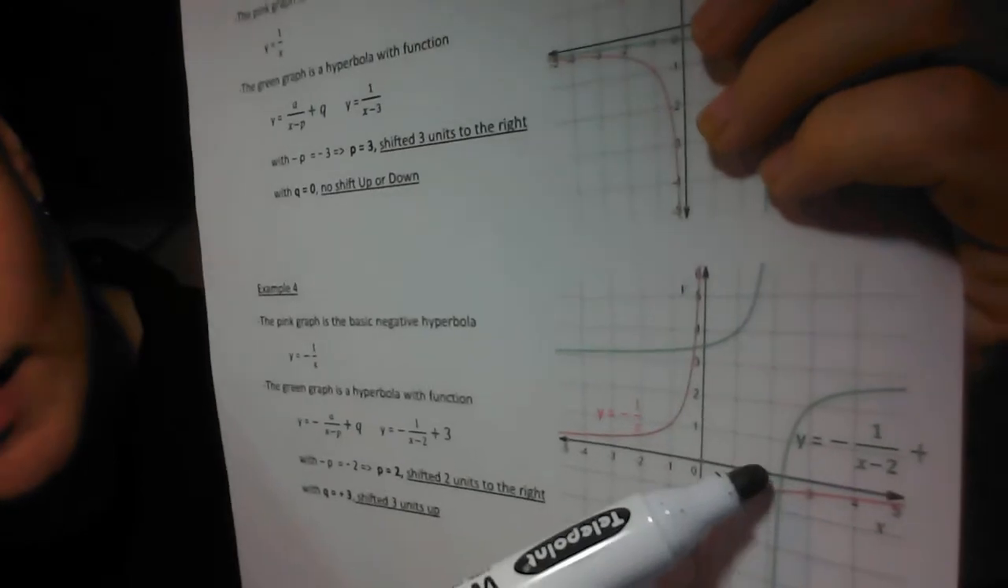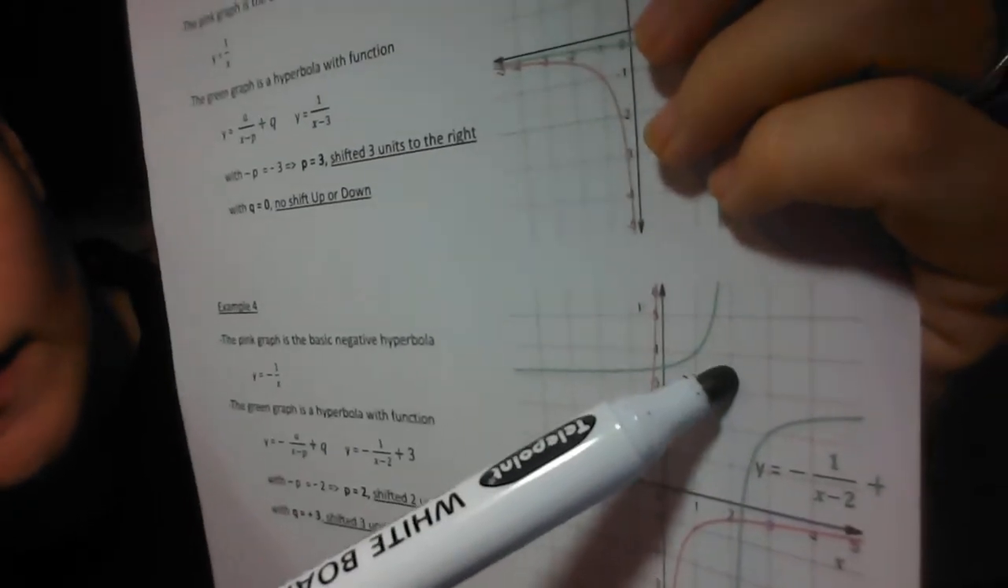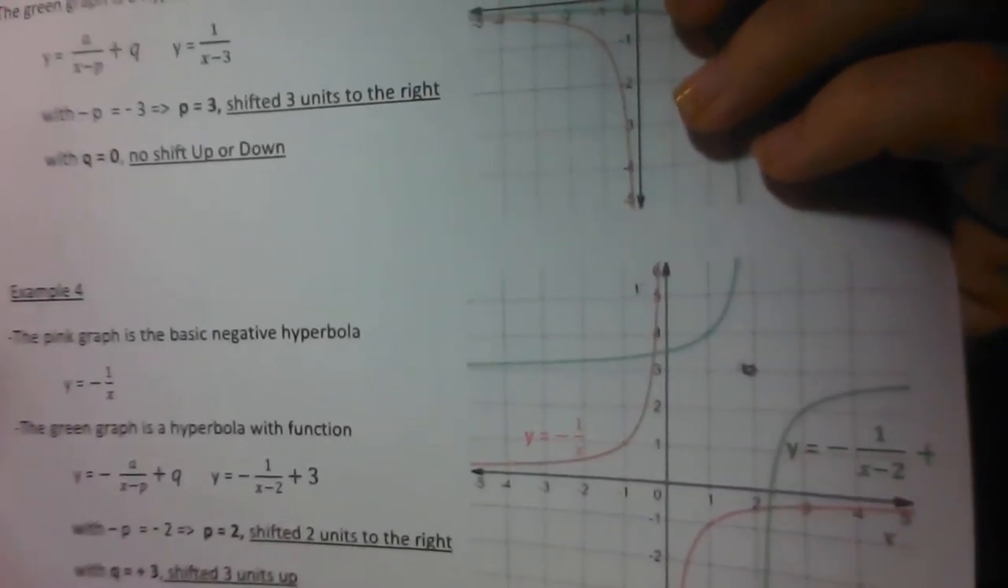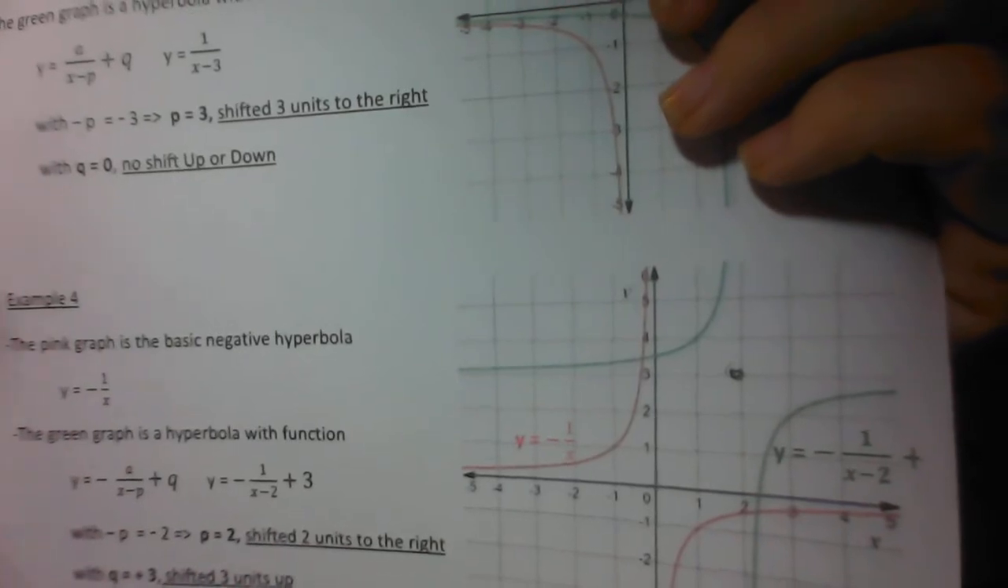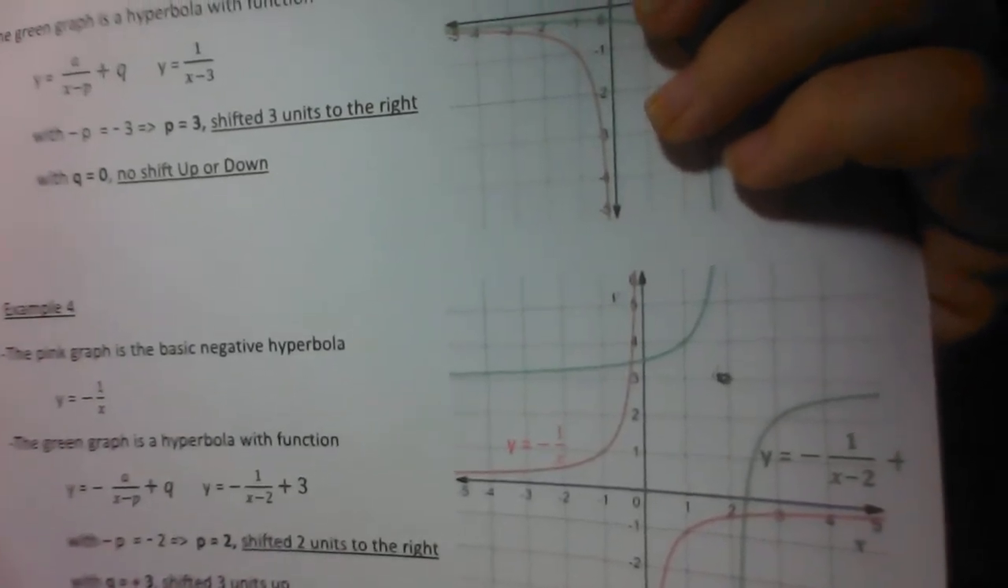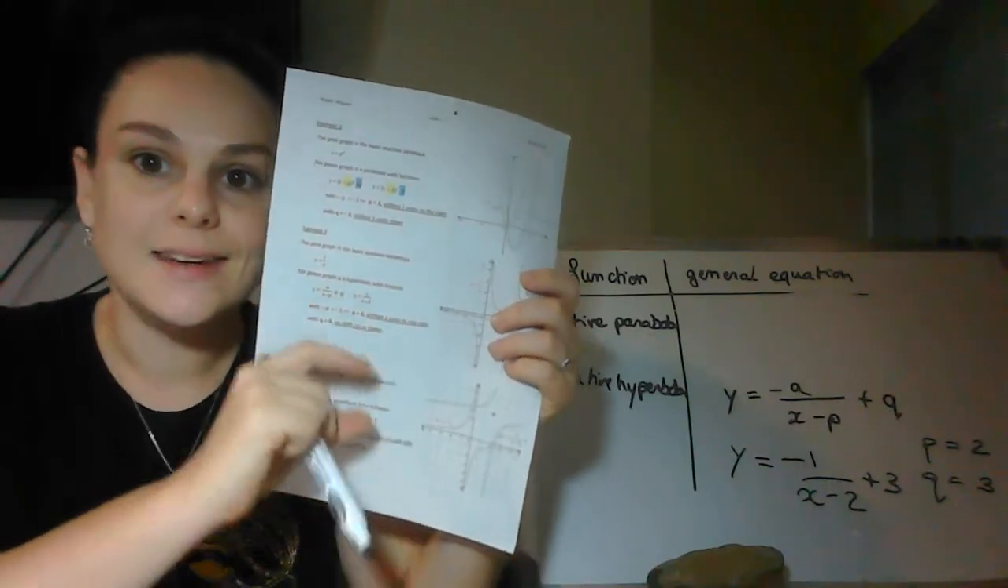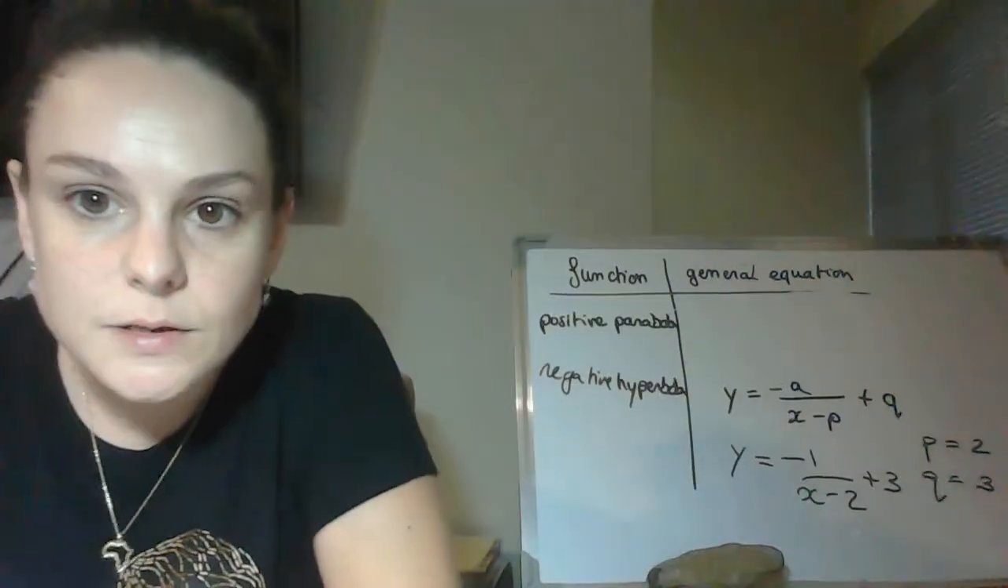Let's see. Okay, our negative hyperbola is the pink one here, centered. Now, if we shift 2 units to the right and 3 units up, the center of our new green hyperbola is shifted 2 units right, 3 units up. That's the only thing that changed. And thanks to those shifts, we can have any graphs any way we want.